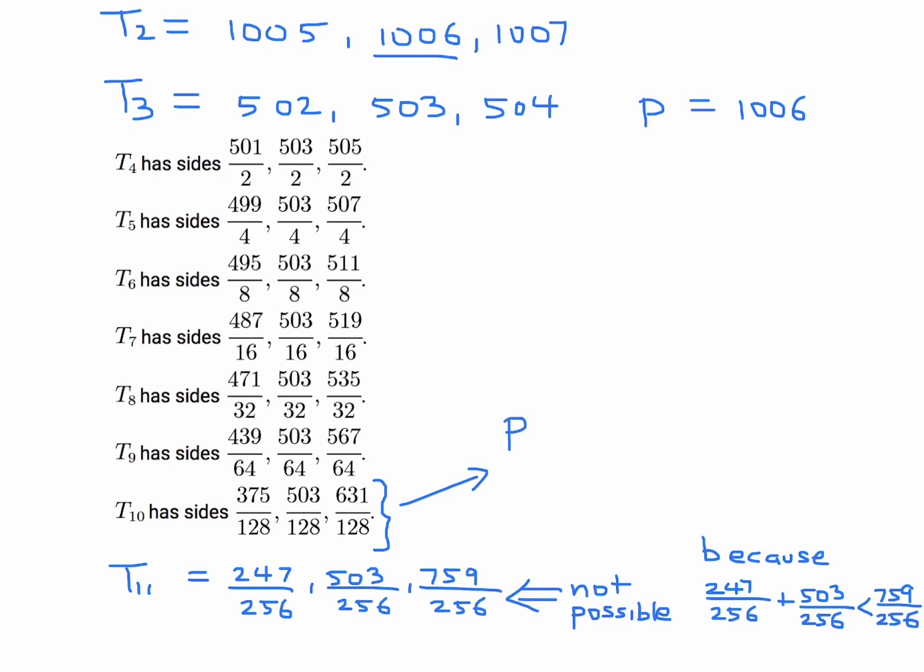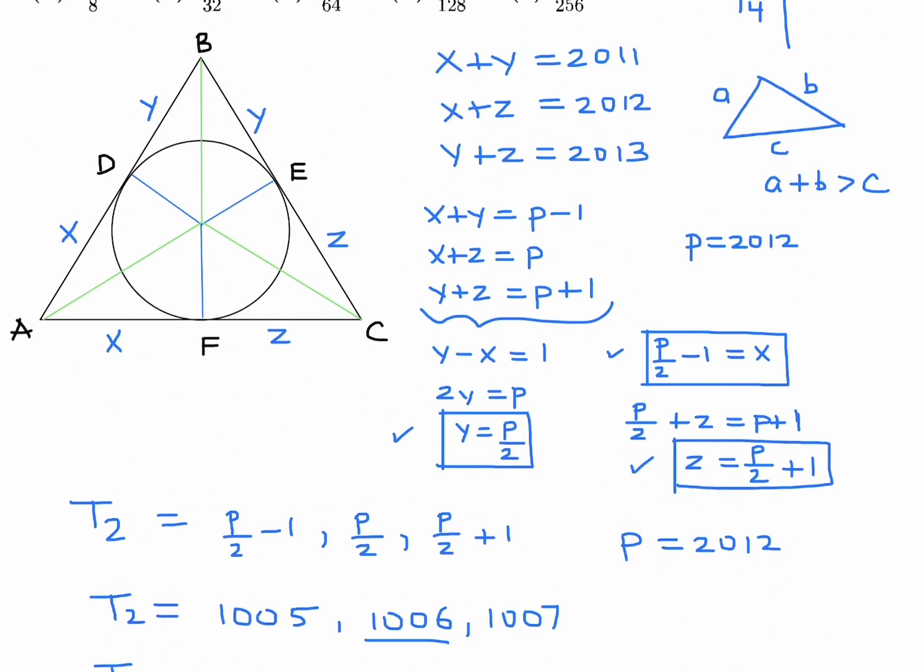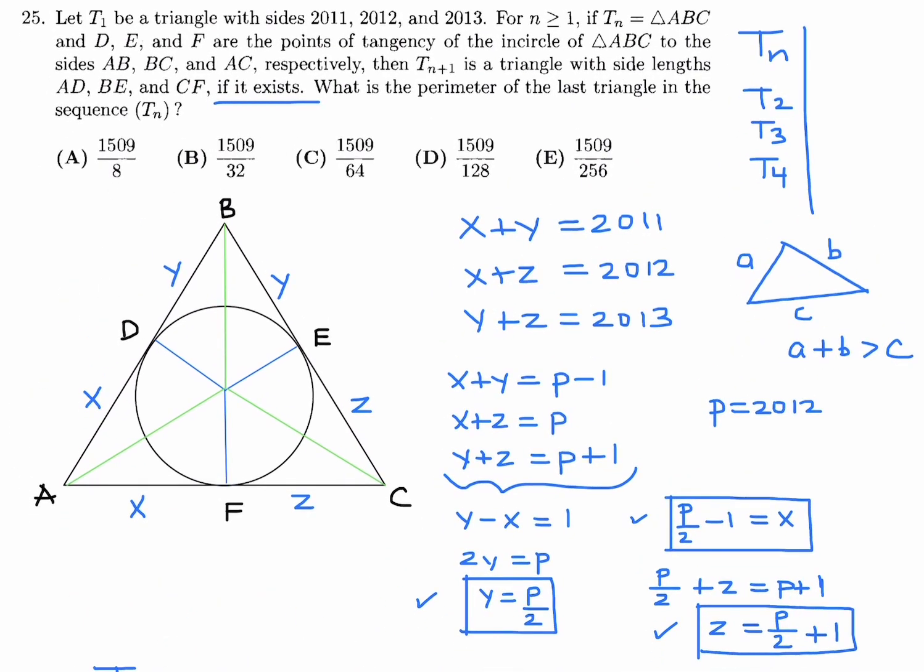So now all we have to do is find the perimeter of that, and of course you just add up the three sides. So 375 over 128 plus 503 over 128 plus 631 over 128. When you add all those, you get 1509 over 128. 1509 over 128 is choice D.